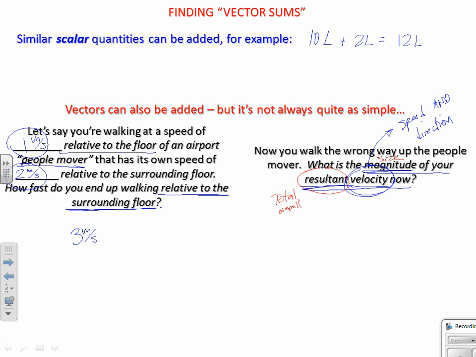You walk the wrong way up this people mover. So the people mover is going, say, this way at 2 meters per second, but you walk this way at 1 meter per second. How fast do you end up moving? Well, you end up going that way at 1 meter per second. This is your resultant velocity, 1 meter per second to the right. All we really want, notice, all we want is the magnitude of it. So your answer is really just 1 meter per second.